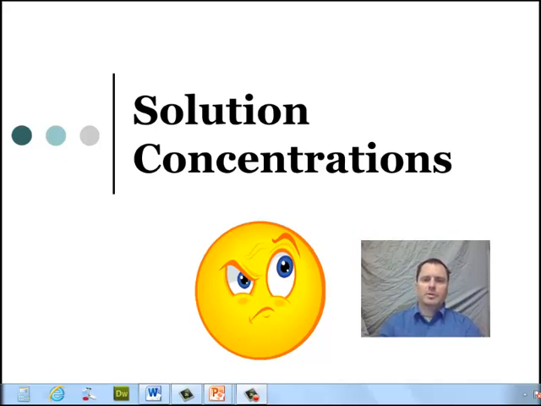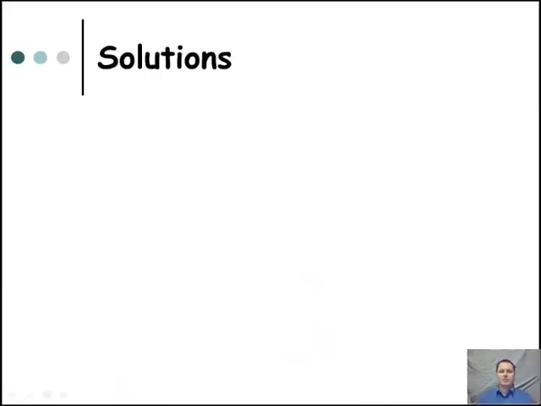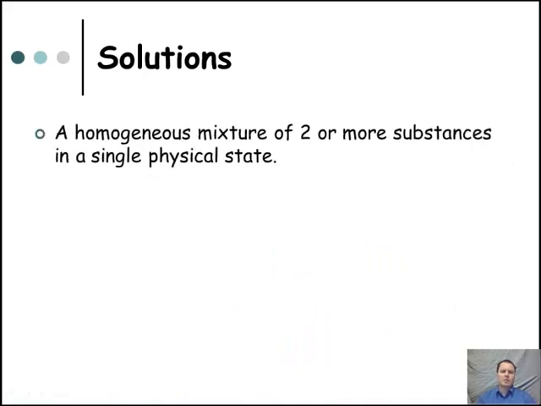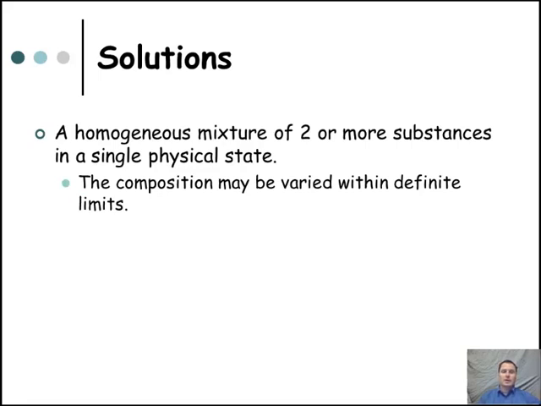We're going to start by doing a little review here. The first thing we want to talk about is just review solutions. Remember, a solution is simply a homogeneous mixture of two or more substances in a single physical state. By homogeneous, we mean it looks the same throughout. Okay, the composition may vary, but it has these limits.